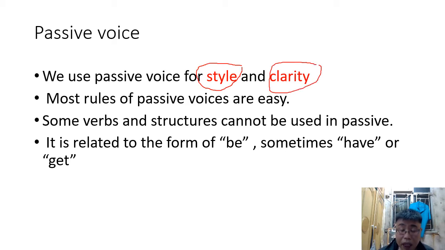What is it about style? Sometimes when we want to write something objective or to omit the person who does this, we will use the passive voice to highlight the event. How about clarity? Clarity means the sentence only has essential information, and in some cases, who does it is not important. That's why we use passive voice.